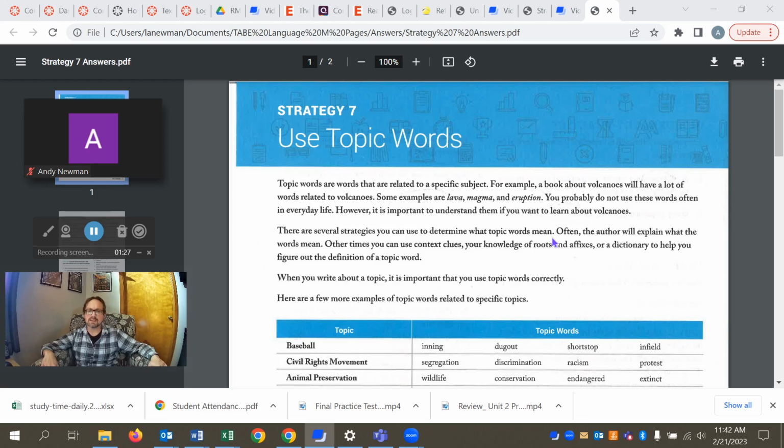When you write about a topic, it's important that you use topic words correctly. Here are a few more examples of topic words related to specific topics. So at the end of the day, the strategies are the same. Context clues, breaking words down into their roots and affixes, or even using a dictionary if you have that capability. But one more thing we're adding here is just the idea that words can belong to a specific topic or area of study, and that can help us out as we make those determinations.